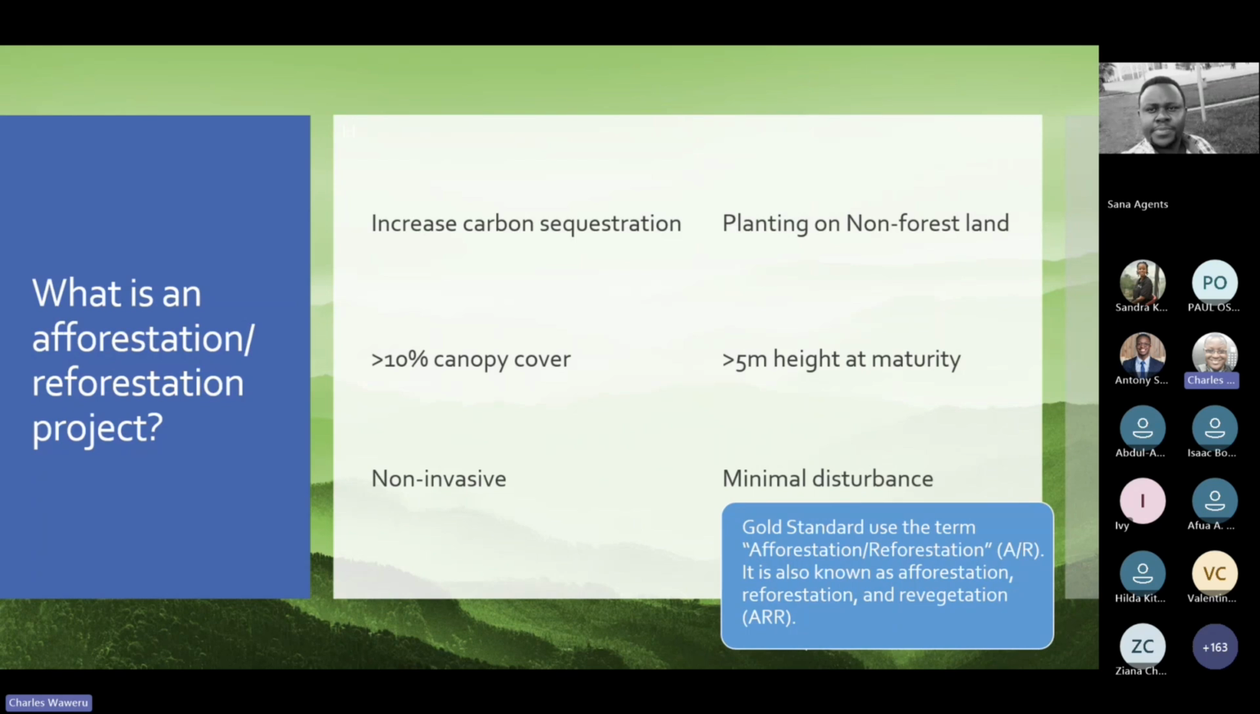Okay, remember, we also have to ask ourselves, how do we sequester carbon in trees? And this is something we're going to be covering in the subsequent sections.